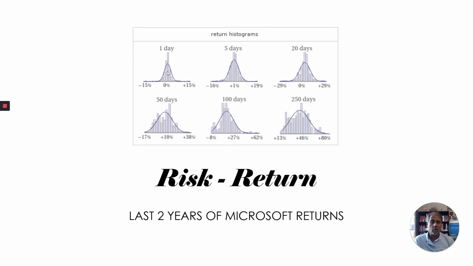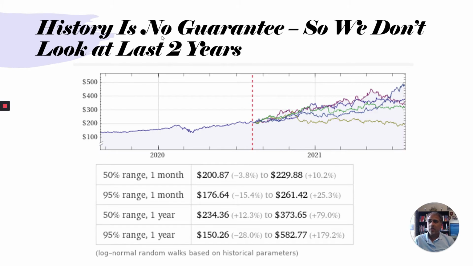Now that's fine. History's no guarantee, so we don't want to look at just the last 2 years' worth of data to give an idea of what kind of ranges that might give us. Let's look at a bigger sample data. There's a 95% probability, based on what's called a log normal random walk and historical data, that given where it is today, at the time of me doing this video, it could be down 28% or up over 179%. In other words, there's a 95% probability it's going to be between those two ranges, and a 5% probability it's going to be worse than 28% down or over 180% up. Okay, so that gives you a good idea of the kind of ranges that something's in.